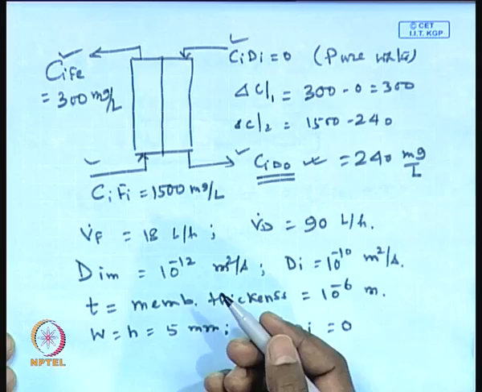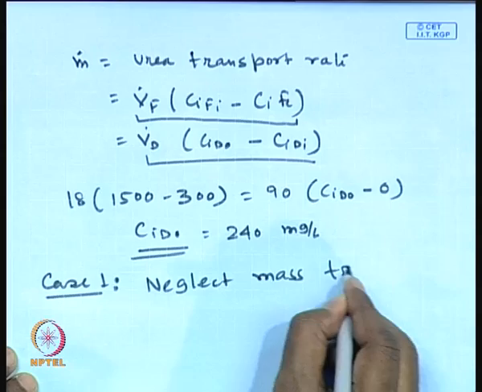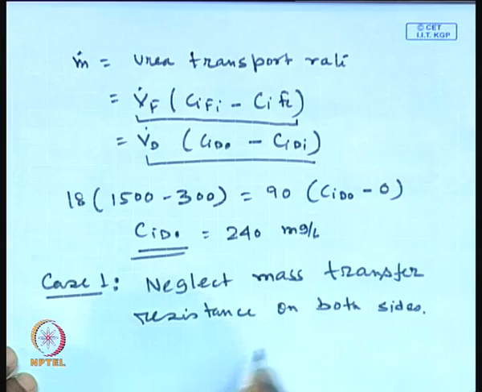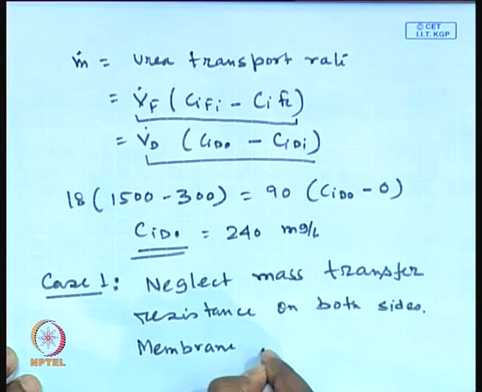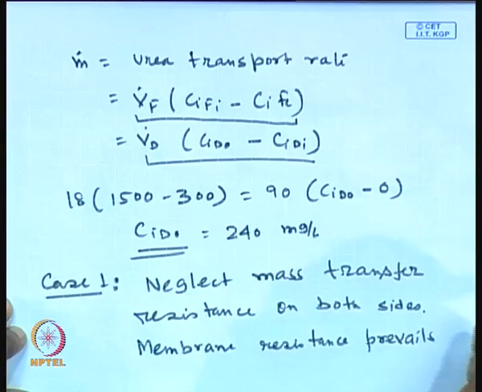Okay. So, case number 1, we neglect the mass transfer resistance on both sides. The only resistance is membrane resistance that prevails. Okay. So, you can calculate that.